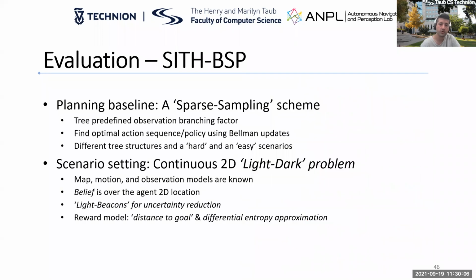To evaluate our approach as a planning scheme, we again use the continuous 2D light-dark problem, but this time, the agent is given the ability to plan into the future. Our baseline is a sparse sampling scheme, which means the tree is built using some parametric depth and branching factor, meaning it is given when trying to decide on the optimal action. The reward function is a multi-objective one: distance to goal, and differential entropy approximation.